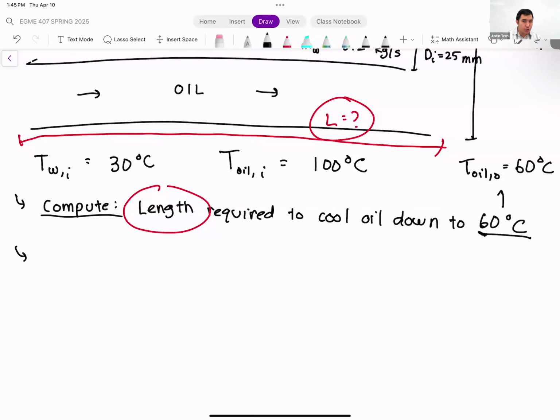So first, just so that we can do a little bit of strategizing, let's see from the equations that we've gone over, which one is going to allow us to compute length.